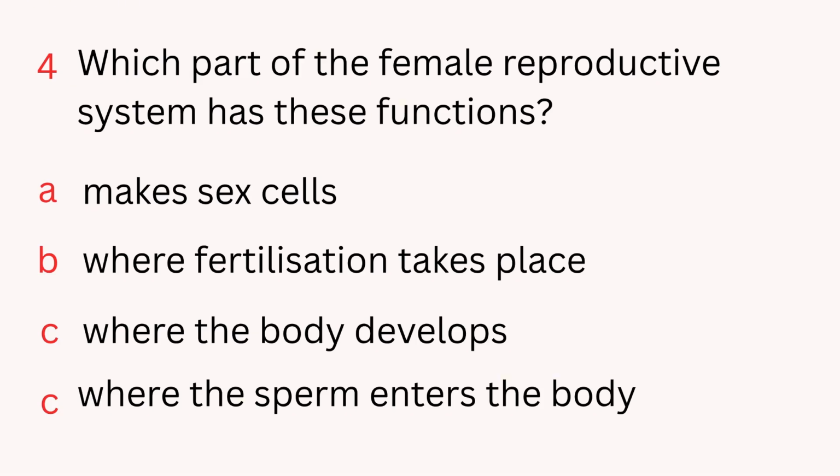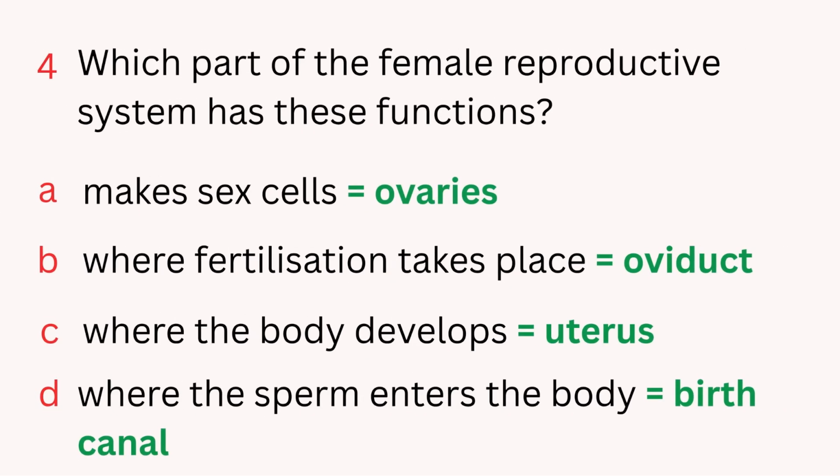Question 4. Which part of the female reproductive system has these functions? A. Makes sex cells. Ovaries. B. Where fertilization takes place. Oviduct. C. Where the baby develops. Uterus. D. Where the sperm enters the body. Birth canal.